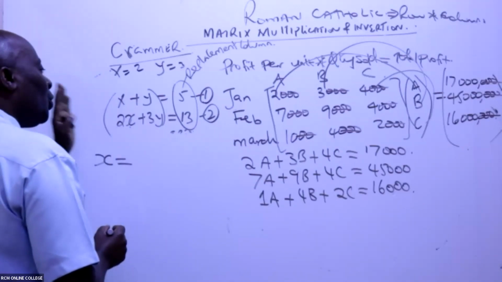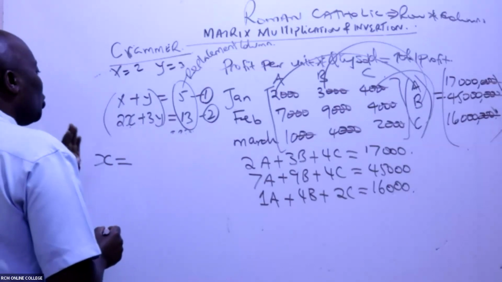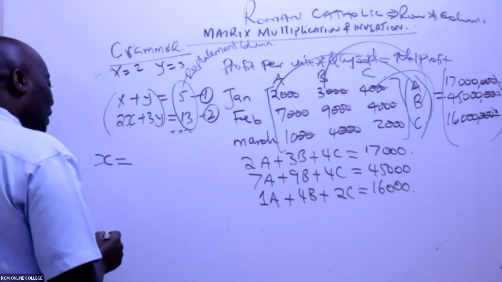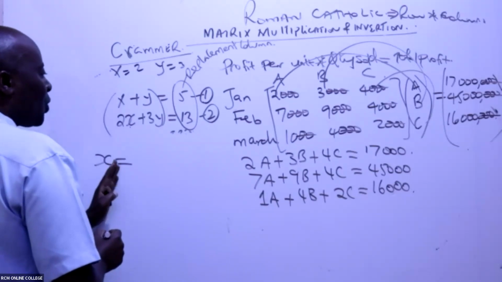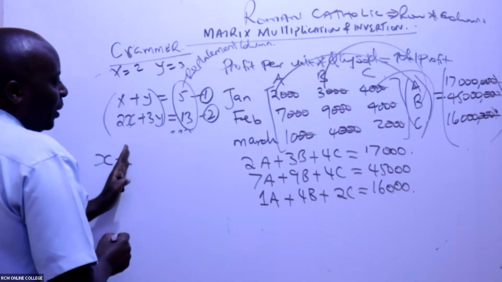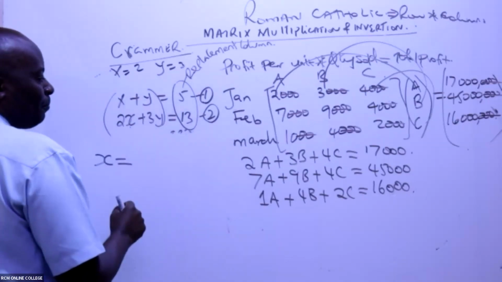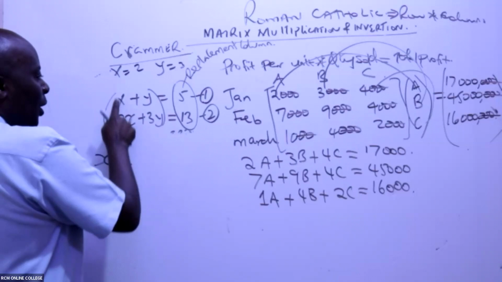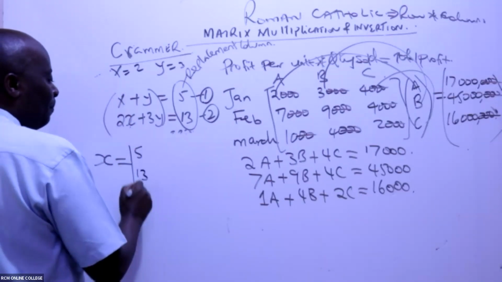Where it goes to, we don't want to know. It could be going to heaven or hell. What we are told by Cramer's rule is that if you want to get x, the column of x disappears. In its place, we shall have the replacement. So instead of writing 1 and 2, in the place of this column, replace it with 5 and 13.